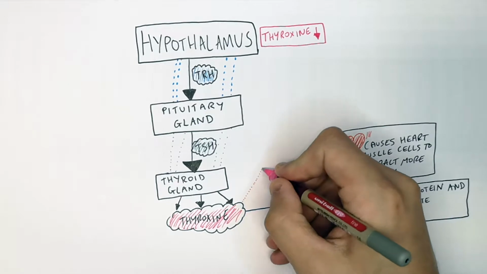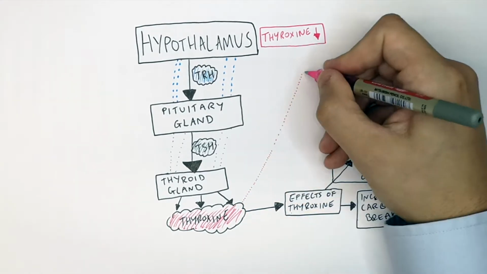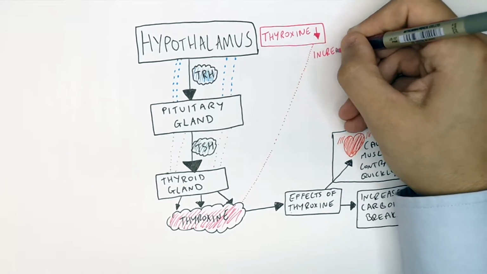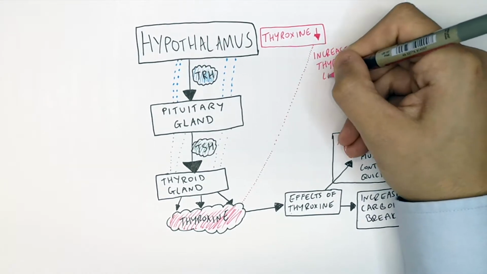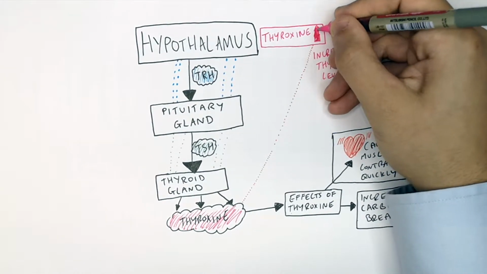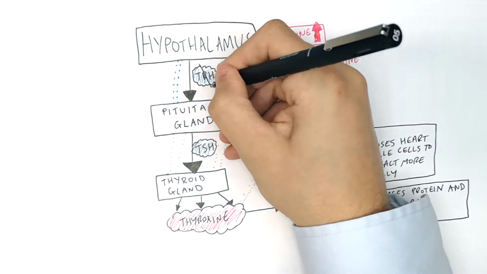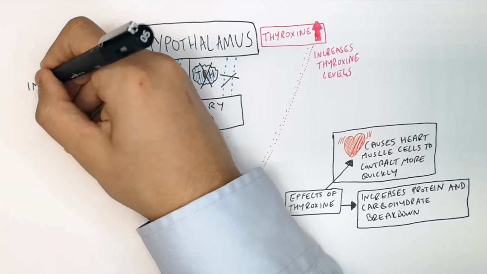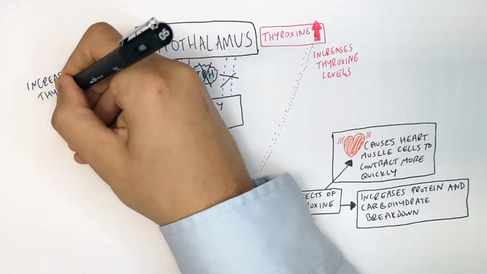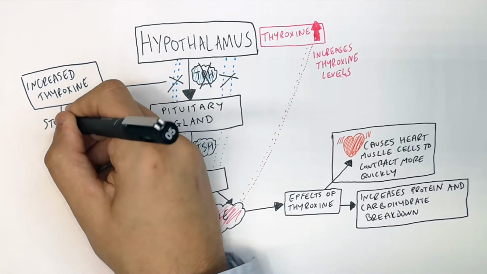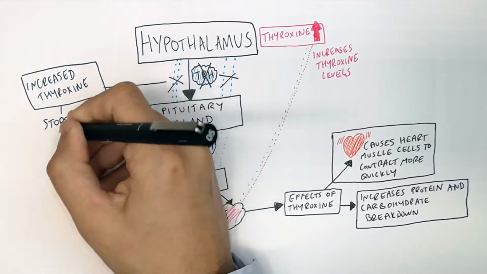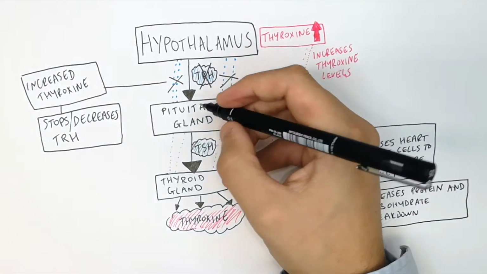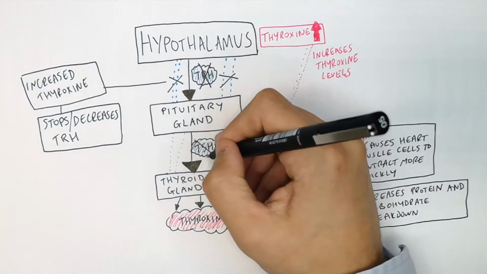When thyroxine levels increase, they travel in the blood, and the hypothalamus will detect the increased levels of thyroxine. The hypothalamus detects this and stops TRH production. So increased thyroxine levels in the blood stop or decrease TRH being produced, which stops or decreases TSH production by the pituitary gland.